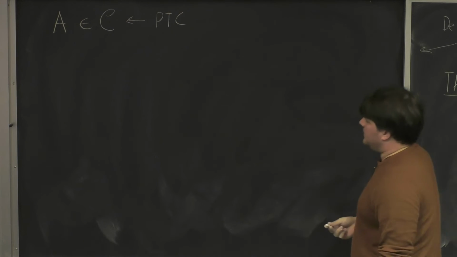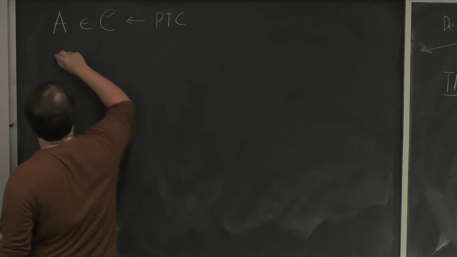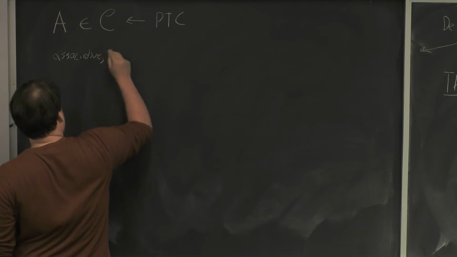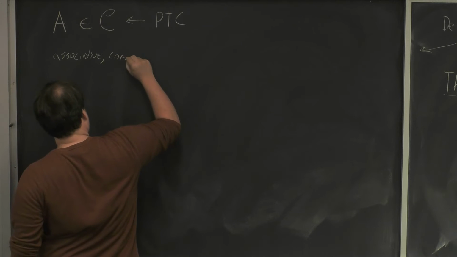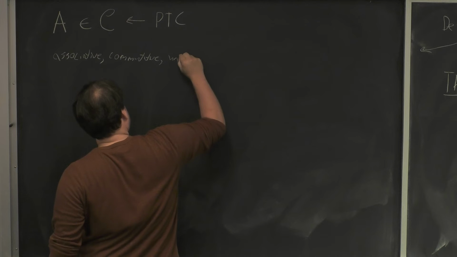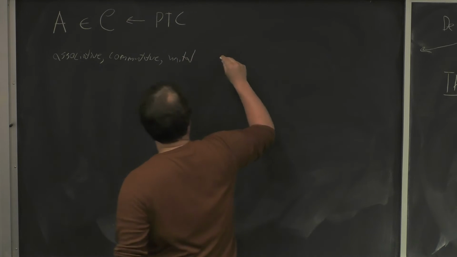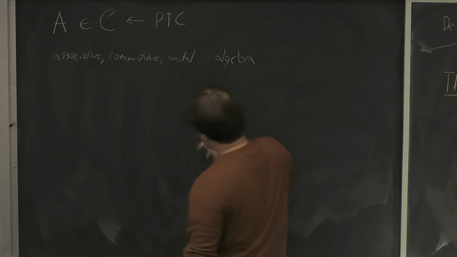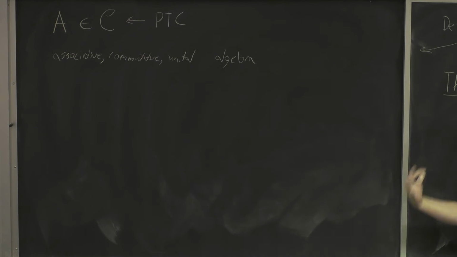And I want this to be an associative, commutative, unital algebra. All right, so I'm going to start looking at algebras inside pre-Tannakian categories, and I promise it's going to connect back to things in a second.